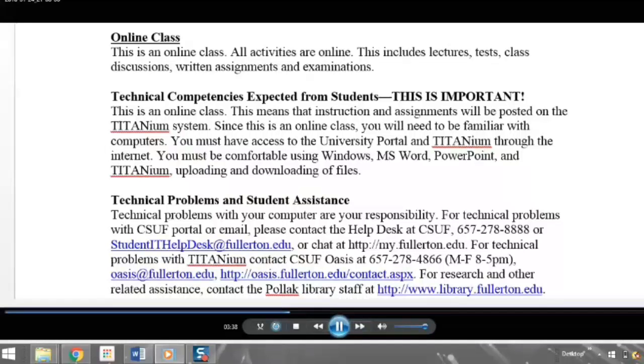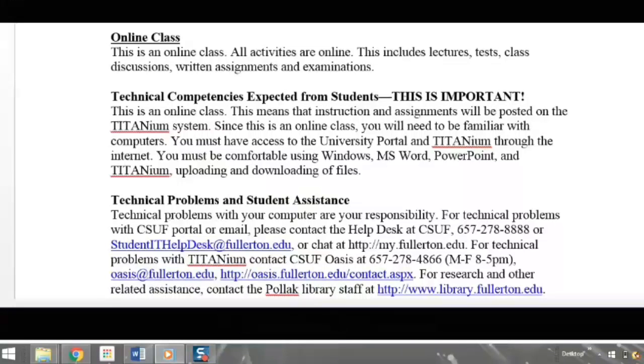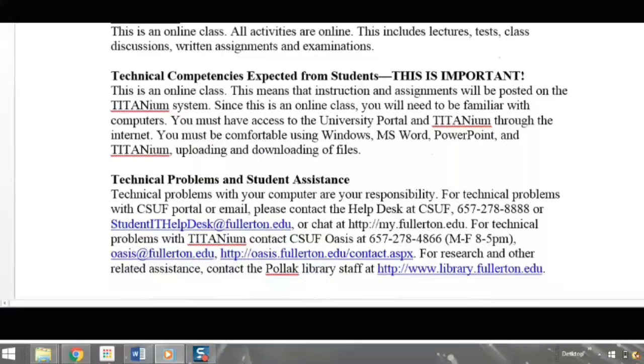This is an online class, so all activities are online. This includes lectures, tests, class discussions, written assignments, and examination. Technical competencies are expected from students, and this is a really important part here. This is an online class, which means that instruction and assignments will be posted on the Titanium system. Since this is an online class, you will need to be familiar with computers, and you must have access to the university portal and Titanium through the internet. You must be comfortable using Windows, MS Word, PowerPoint, and Titanium, uploading and downloading files as well.